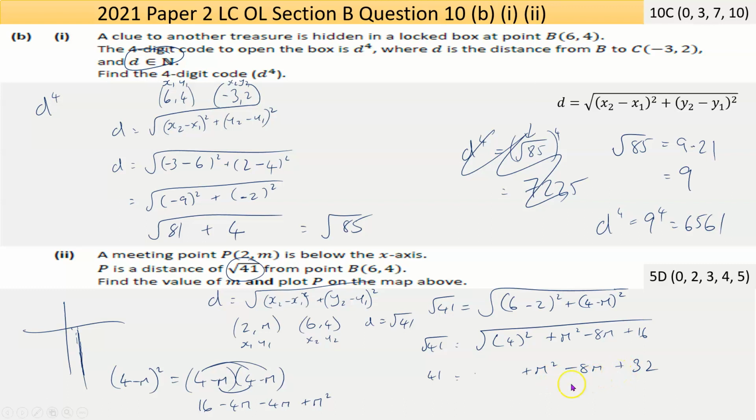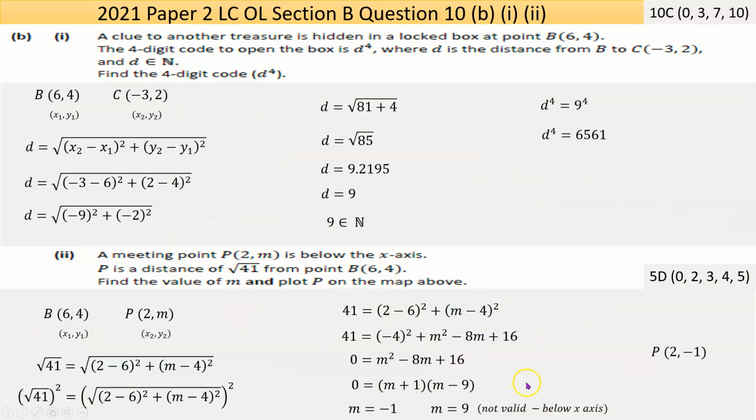I'm going to use my answer on the next page, so I'm basically left off here. Now I brought the 41 across. What's happened here is the 4 squared plus the 16 becomes 32. So I'll try to write it here.